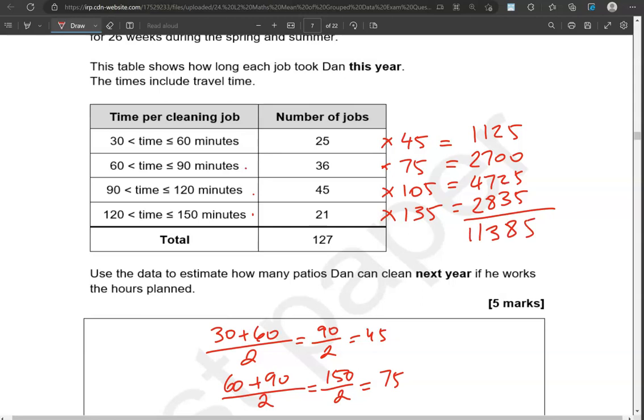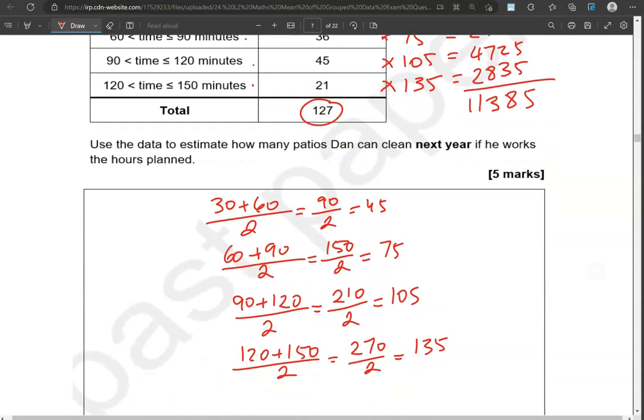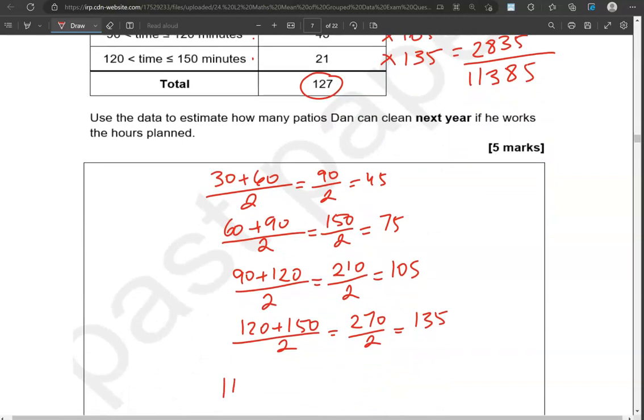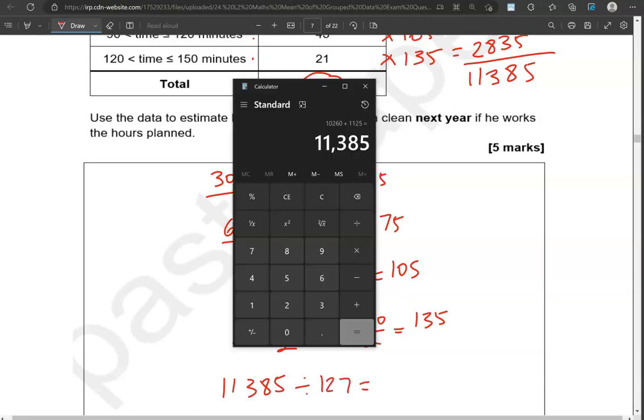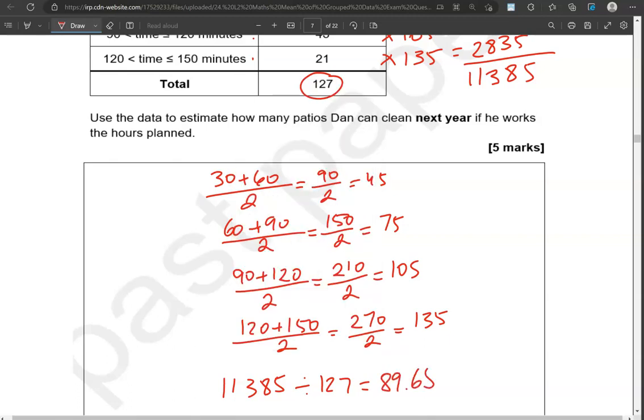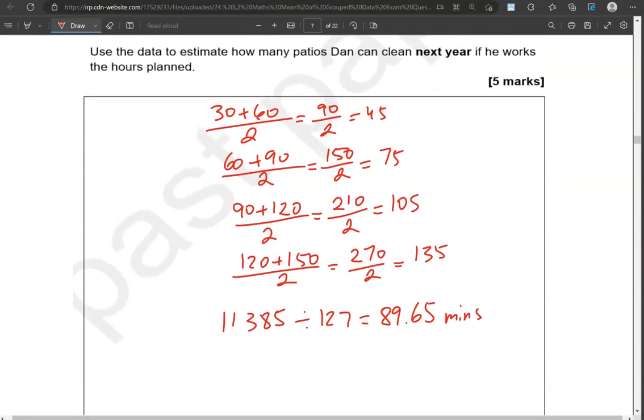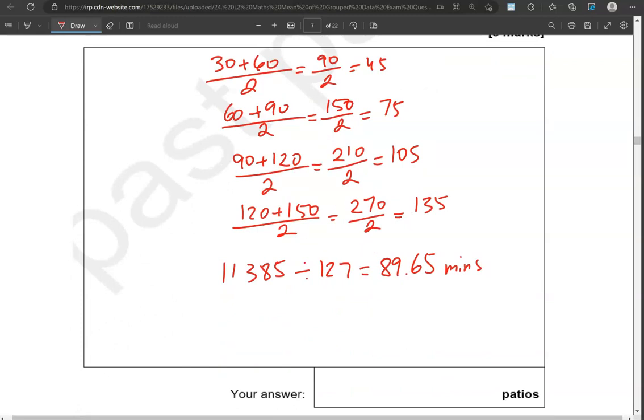So that is the total, which we're going to divide by the frequency, the total number of frequencies. So 11,385 divided by 127 gives us 89.65, rounded to 2 decimal places. So the average time for one job is 89.65 minutes.